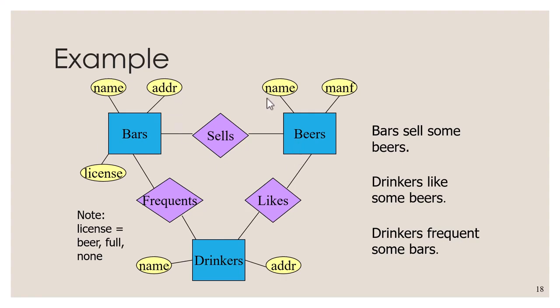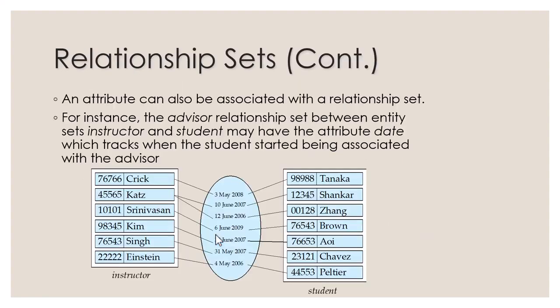We can see that there are attribute names, and notice how there's really nothing underlined, right? The key here is not denoted because the name of a bar is not always going to be unique. Address or license. Address might actually be the key here. And manufacturer and name: you could have more than two beers with the same name. So there's really no key here.